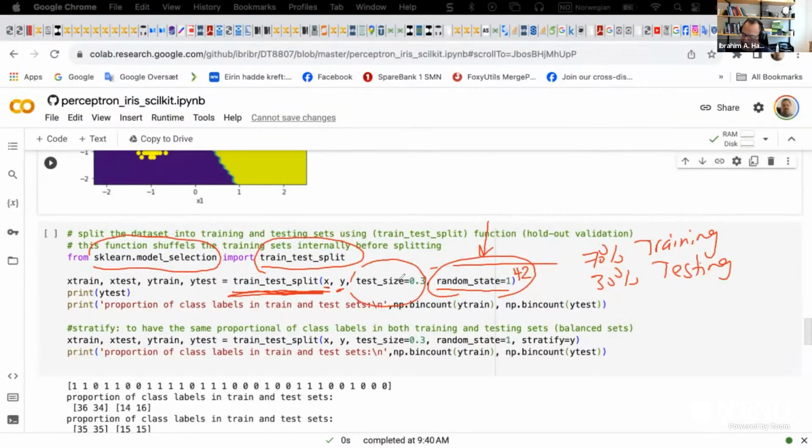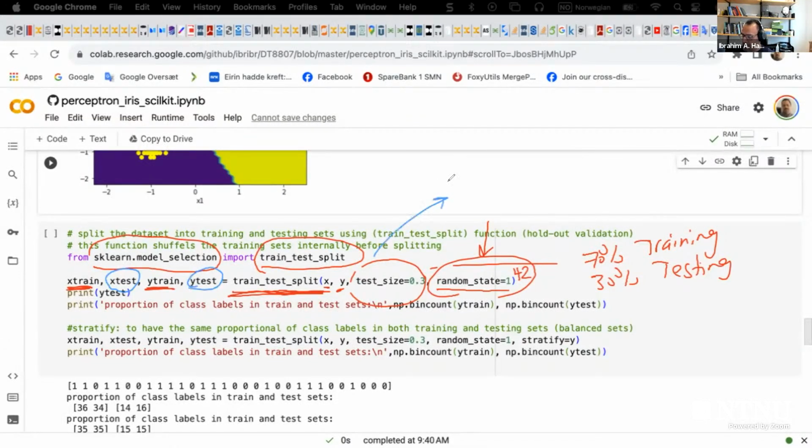So now I can use x train and y train for training my model, and I can use x test and y test for testing my model. So now my results will be better, because the model will be tested with brand new data. This is very important. If I need to test my model, I need to test it with brand new data. We call this technique hold out validation.